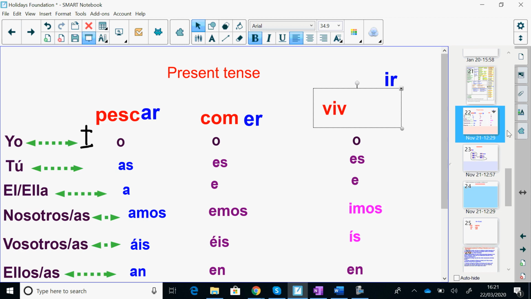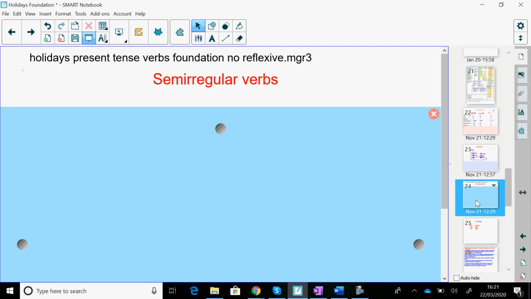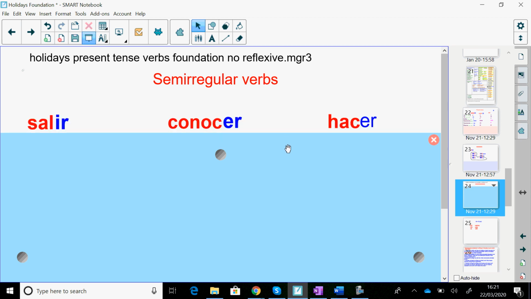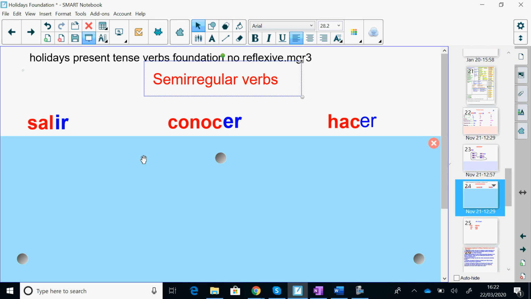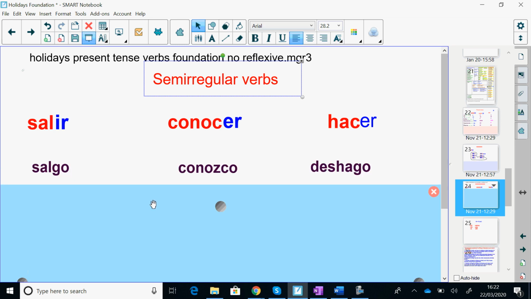Okay, the other verbs I'm going to call semi-regular. And we only need to know two, actually three in Spanish. Three. Salir, to go out. Conocer, to know or to meet, like conocer gente, to know, to meet people. Or hacer, to do. Also we use it for the weather. To do. Hacer la vela, to do sailing. Now, why do I call them semi-regular verbs? Some people say they are irregular. I think it's really, really unfair on these poor verbs. You'll ask why. Because only the first person is truly irregular.